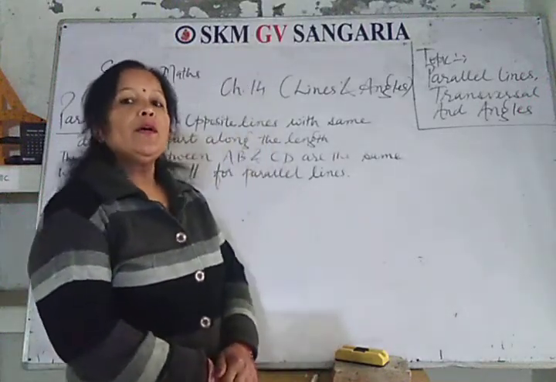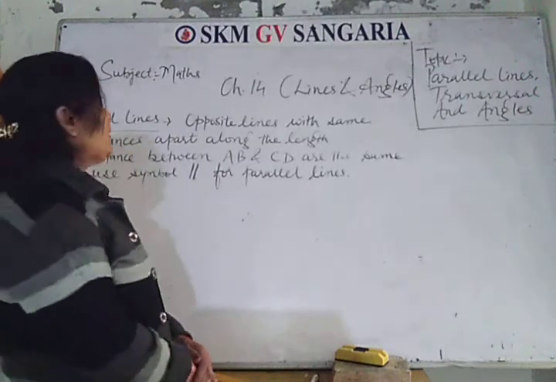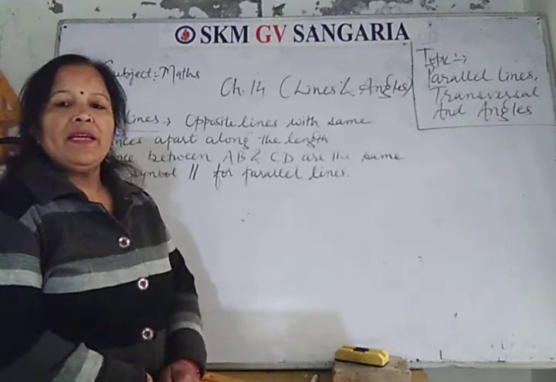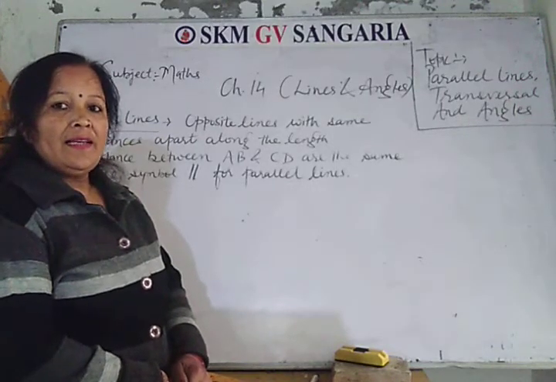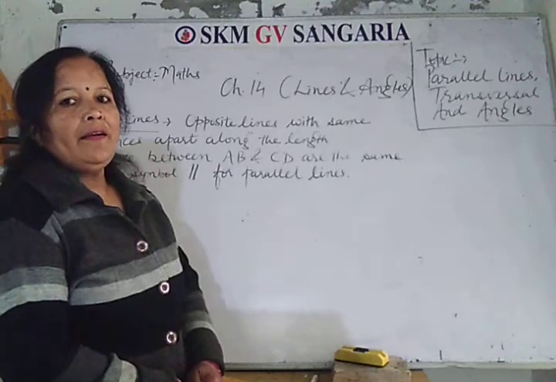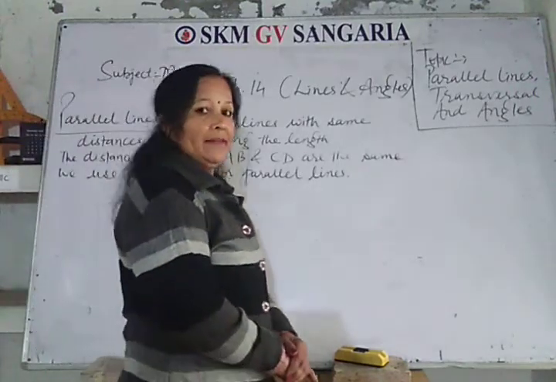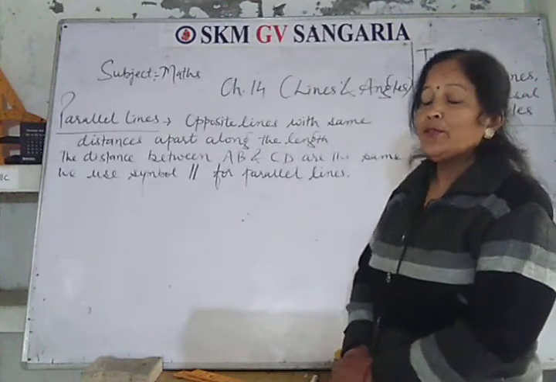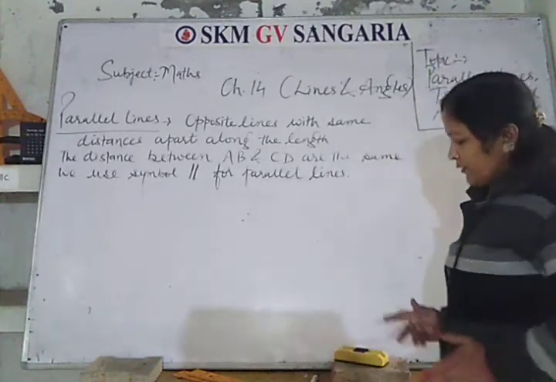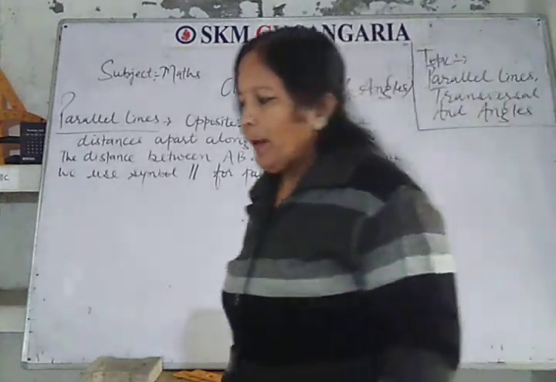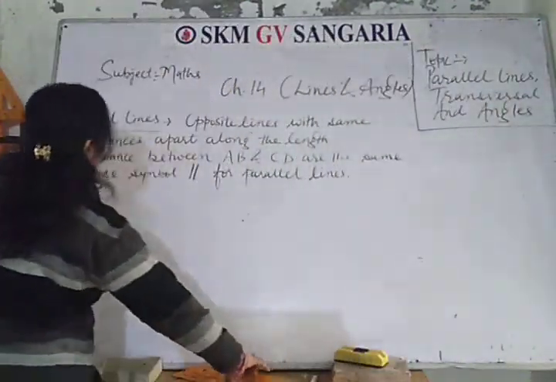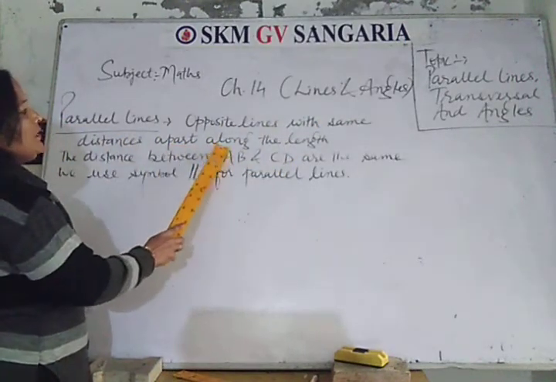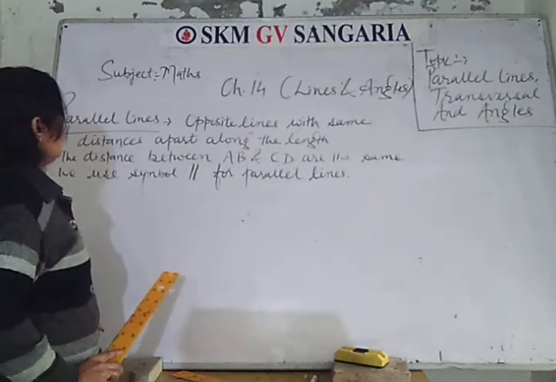Today I am going to teach you chapter number 14, that is lines and angles. Today my topic is parallel lines, transversal and angles. So let's start our teaching learning process for today. First of all, I would like to tell you about parallel lines. Parallel lines are the opposite lines with same distances apart along the length.